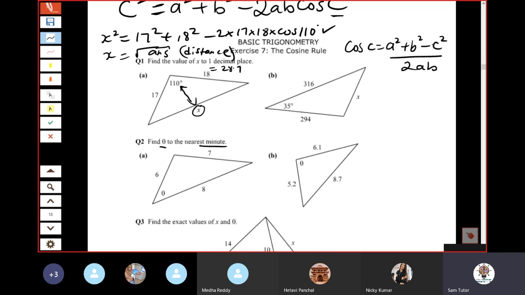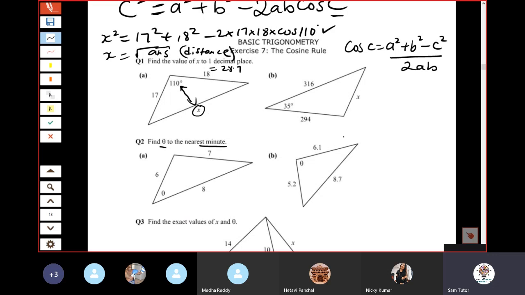Okay, again, very important. The angle you're going to find, this subtraction sign must be opposite the angle. So this side must be opposite this angle. This side must be opposite this angle.